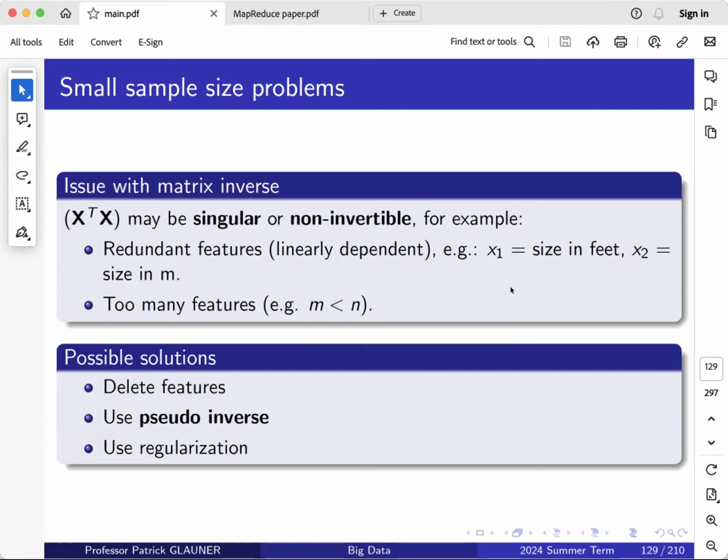Then another solution could be calculating the pseudo-inverse. The pseudo-inverse is a different approach. The pseudo-inverse allows me to calculate the inverse of a matrix that is actually non-invertible. It's some sort of approximation of the inverse. There's a whole theory about calculating pseudo-inverses, and we could spend half of the semester on this.